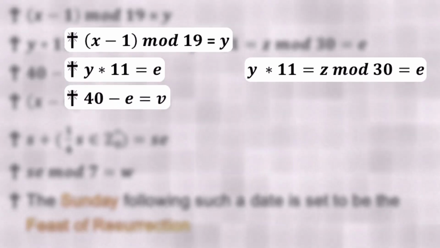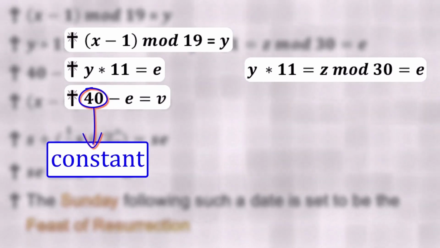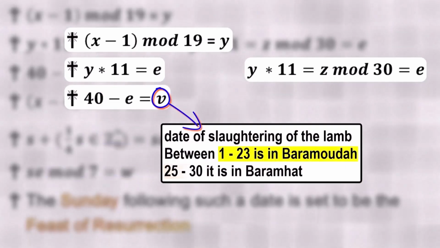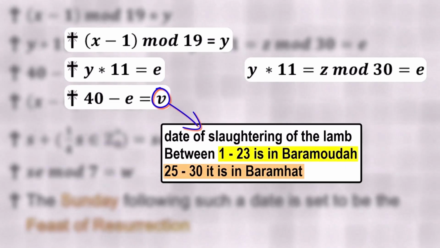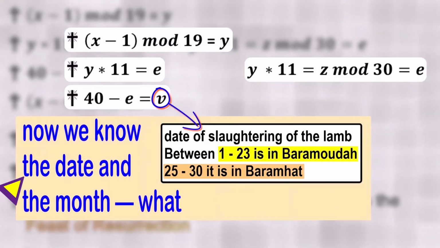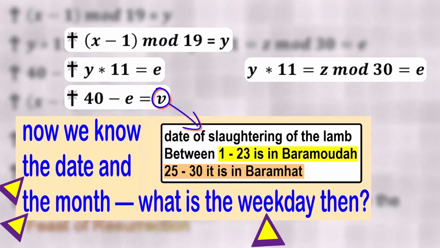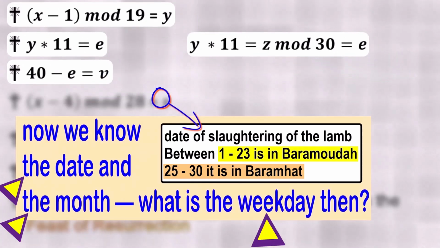Then we subtract epsilon from 40. 40 is a fixed number. This gives nu, and nu is the day of the slaughtering of the Passover lamb in numbers. Now that we have established the date of the slaughtering of the Passover lamb, we need to determine on which weekday that falls in a specific year.